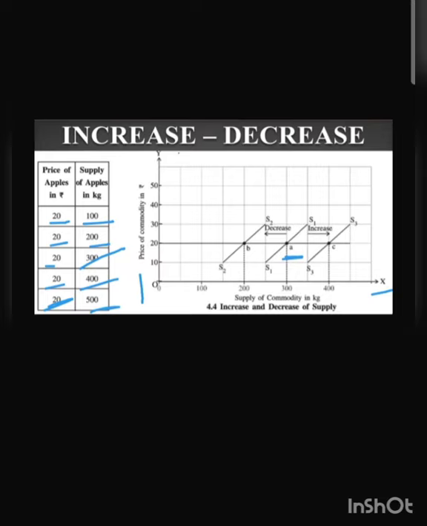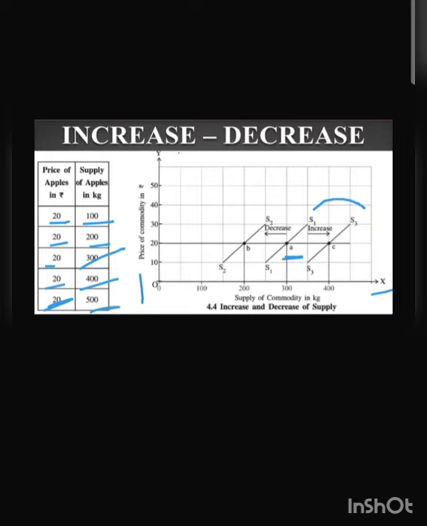The fourth point, you can see supply is 400, then after that 500. So if the other factors are changing in favor, then it will be increasing. So from 300 it is increasing to 400, from S1 to S3. So it is an increase in the supply. Now you can see the second one: because of the factor changes against the supply, it will go from 300 to 200.